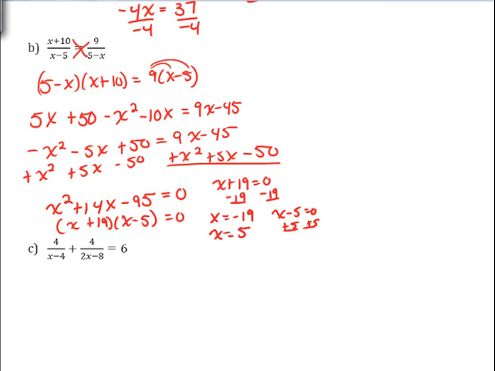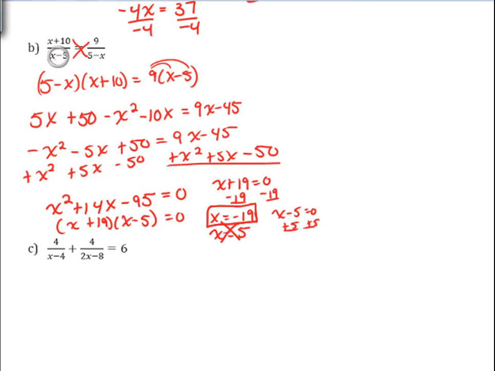Now, when we go back and do our visual check, when we plug x equals 5 into our equation, notice we would have 5 minus 5, which is 0. And here we would also have 5 minus 5, which is 0. So this solution does not work. The only solution that will work here is the x equals negative 19.